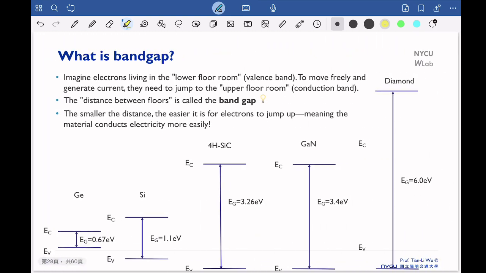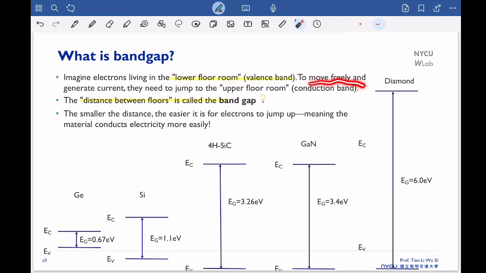Also, just one more thing to say related to the band gap. We already said that the band gap is very crucial and it determines conductivity. So let's look at the distance between the floors. Imagine that the electron is living on the low floor, which we call the valence band.